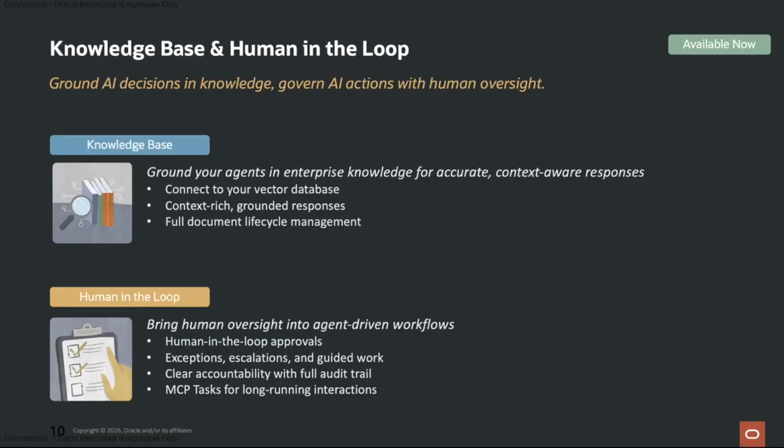And these two capabilities together answer the question we hear most often: how do I know I can trust what my agent is doing? So knowledge base makes your agent accurate, and human in the loop makes your agent accountable. So this combination is what makes really the difference that we think is going to help customers take their agents from prototypes into something that they can put into production.